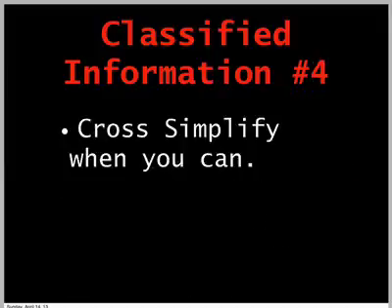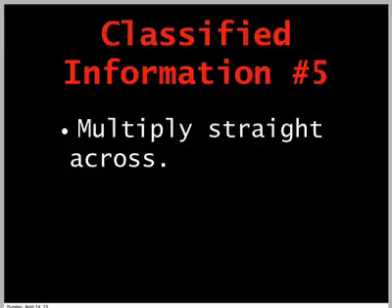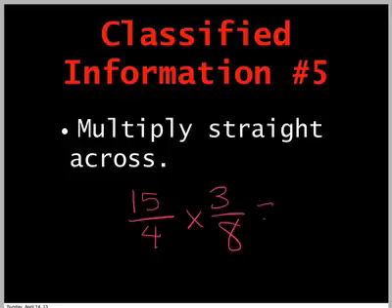Classified information number 4 is cross-simplify when you can. So here's our problem now. We have 15 over 4 times 3 over 8. We actually cannot cross-simplify this time because it does not work. So we end up just multiplying straight across. Okay, classified information number 5 is multiply straight across. So we have 15 over 4 times 3 over 8, and that equals 45 over 32.